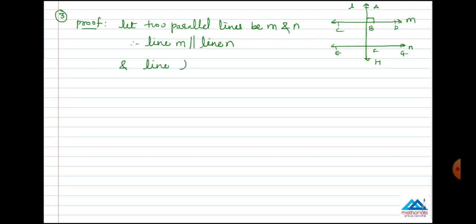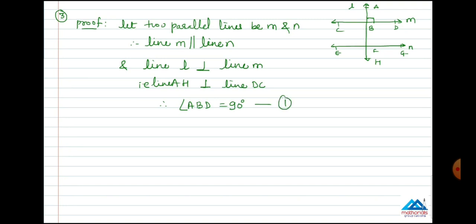Line M and line L is perpendicular to line M. So in the place of line L we will write AH. Line AH perpendicular to line M. M is DC, so in the place of M we will write DC. So therefore we will get angle ABD equals 90 degree, because perpendicular forms 90 degree only. We will give it as 1.